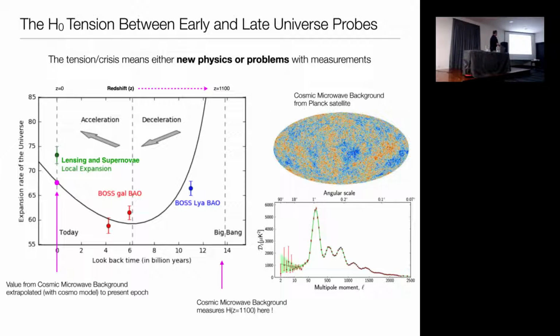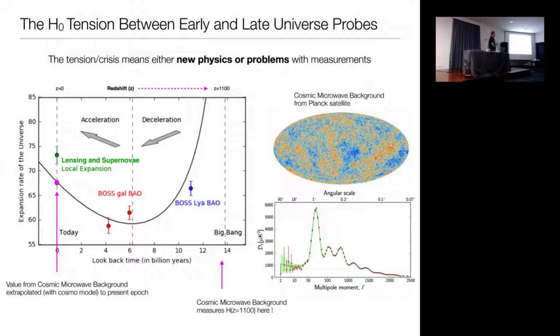That gives you H of 1100. Then if you extrapolate this down to redshift 0 with a cosmological model, lambda CDM for example, you end up here. And that's the value Planck measures in the absence of curvature, around 67. Now, you can also measure H naught in the local universe with many methods: supernovae, Cepheids, tip of the red giant branch, water masers, lensing. All this measures H naught directly in the local universe. If you do that, you find a different value of the Hubble constant.